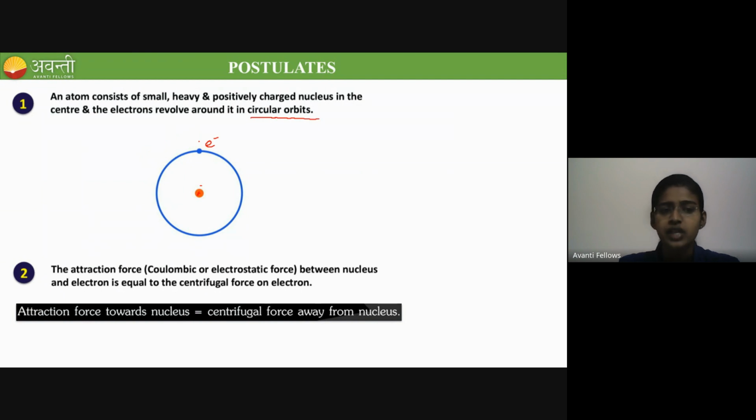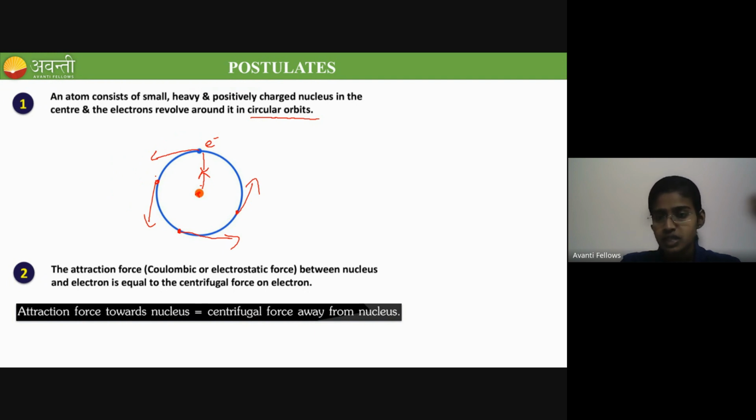Then coming to the next point, the attractive force between the nucleus and the electron is equal to the centrifugal force. Electron is negatively charged and nucleus is positively charged. So plus and minus, what they will do? They will try to attract each other. So this is the attractive force between the nucleus and the electron. And also there is one more force acting, that is centrifugal force. So what is centrifugal force? If electron is here, it will act like this. The centrifugal force will act away from the nucleus.